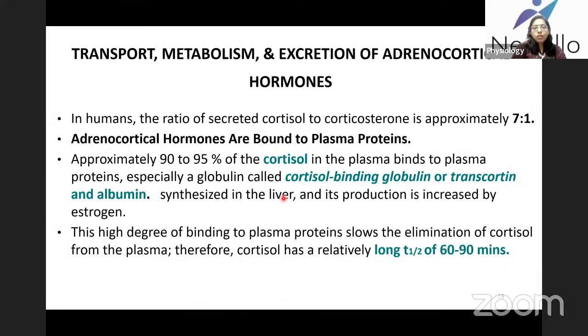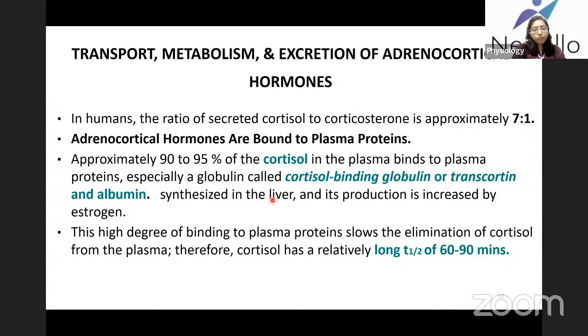Now a little bit about the transport, metabolism and excretion. The ratio of secretion of cortisol to corticosterone is approximately 7:1. Almost all the adrenocortical hormones are bound to plasma protein. 90 to 94% of cortisol is bound to cortisol binding globulin, also called transcortin, and albumin, which is synthesized in the liver, and its production is increased by estrogen.